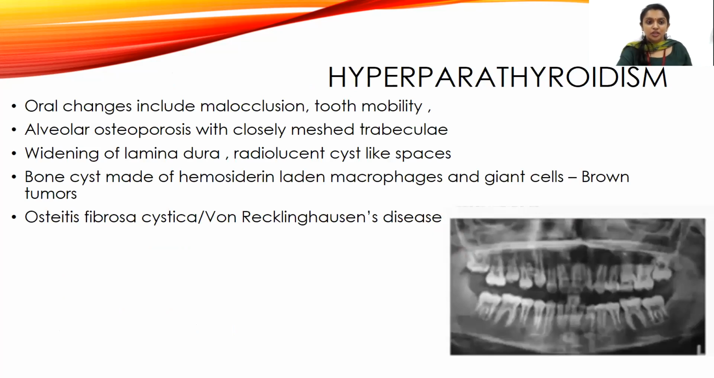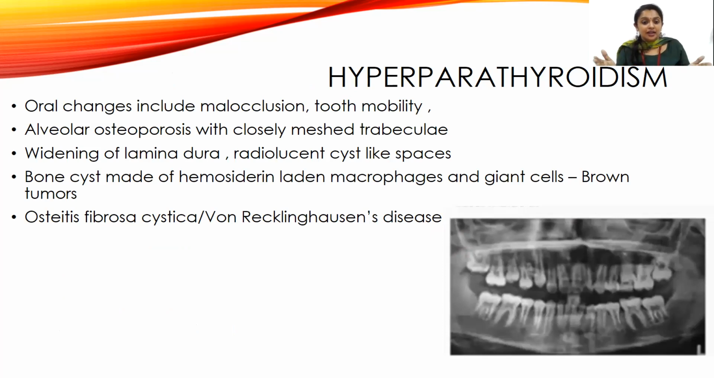Coming to hyperparathyroidism, the oral changes include malocclusion or tooth mobility. There will be alveolar osteoporosis with closely meshed trabeculae. There will be widening of the lamina dura. There will be radiolucent cyst-like spaces, where the bone cyst is made of hemosiderin-laden macrophages or giant cells, and that is called a brown tumor.